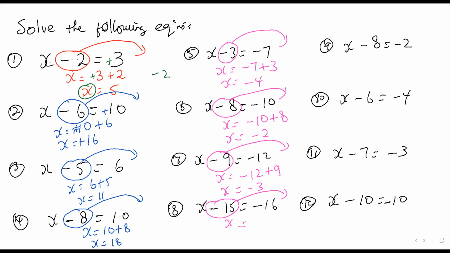Go again here, right? 15 is being subtracted from x. So we're going to add 15 on the other side. So the -16 remains -16, and we're going to change the 15 to positive 15, right? Different signs here, subtract, keep the bigger sign. Nice, we're good to go here, right? Last section now.